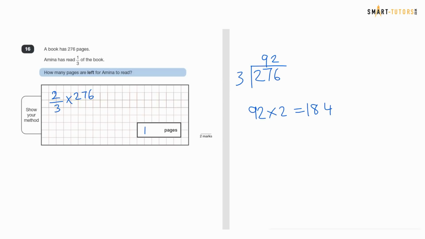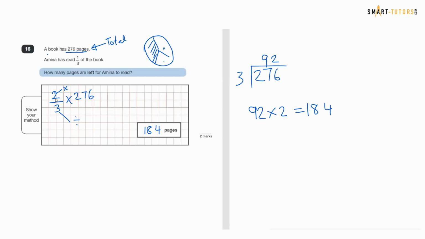Well done. So be careful with this type of question. A book has 276 pages, meaning that is the total. Amina has read 1/3 of the book. So if you think about the whole book, 1/3 she already read. So 2 portions she hasn't read. So 2/3 of 276, bottom number divide, top number times. So that's how we got the answer. Well done, Ivan. So 184 is the correct answer.